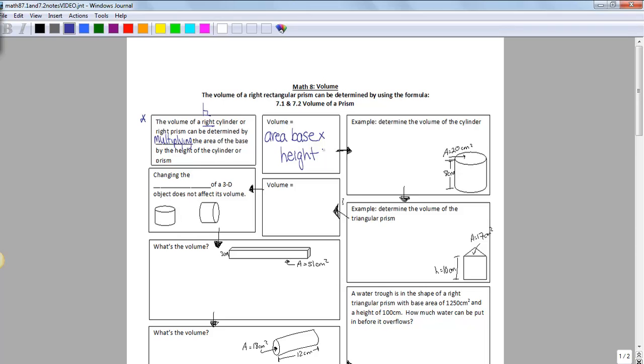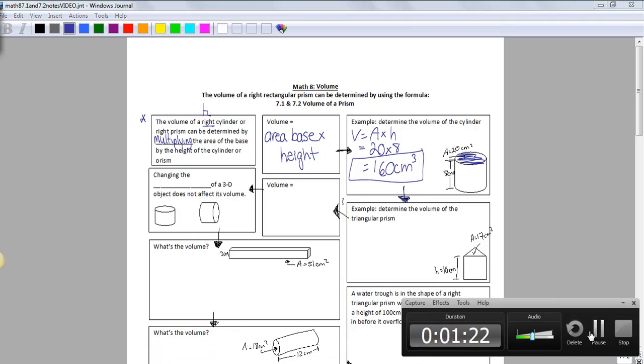So let's do this example here. This tells us that the area of that circle is 20 centimeters squared. So volume is going to be area times h, for height. So it's 20 times 8, or 160 centimeters. And then here's a new part: cubed. Your units for volume are going to be cubed. Why don't you try the one below? You can pause here and see how that goes.